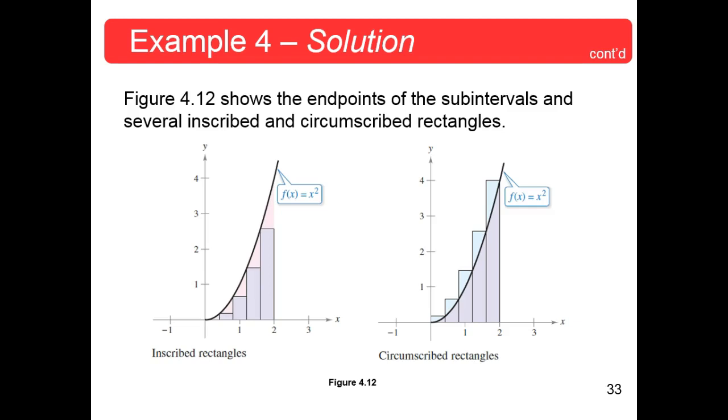It doesn't matter what the n is; they're using that. The inscribed rectangles are going to be the minimum. Now this one is going to start at 0. So that rectangle has height 0, width 2/5, because with 5 rectangles, n is 5. So 0 times 2/5 is 0.